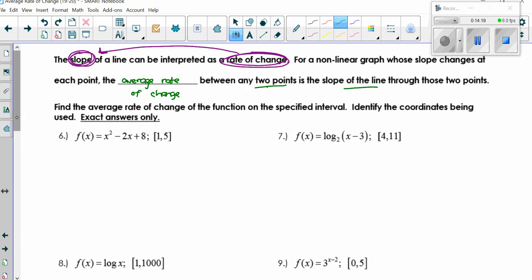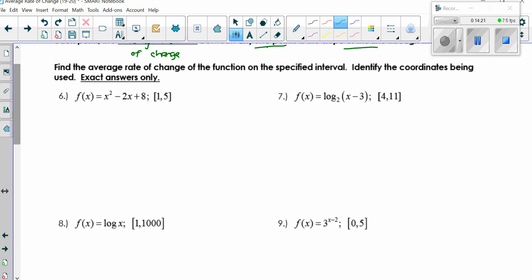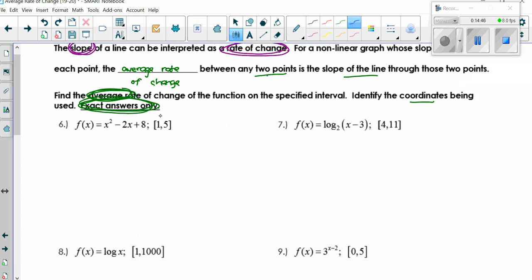Okay, so we're going to have to do some evaluating in each of these. The only way that we can find the average rate of change, so we want to find the average rate of change and we want exact answers only. The only way that we can find the average rate of change is to identify the coordinates that are being used, and then we can use those coordinates with my slope formula. Okay, so you're going to notice in every single one of these, we're going to have to find two points, use my slope formula. Okay, remember this is an interval, so this is an x1 and this is an x2, or vice versa, it doesn't matter.